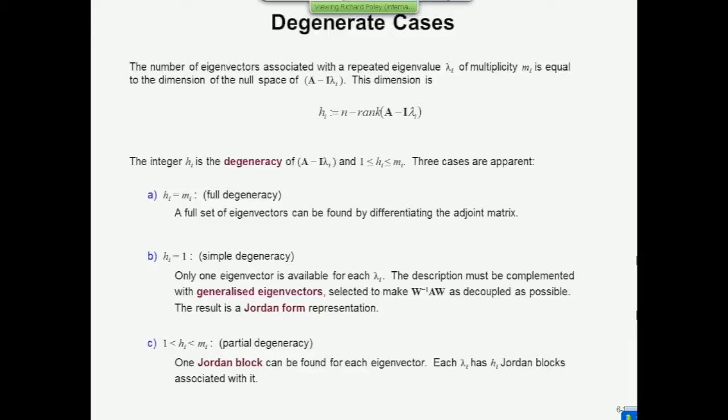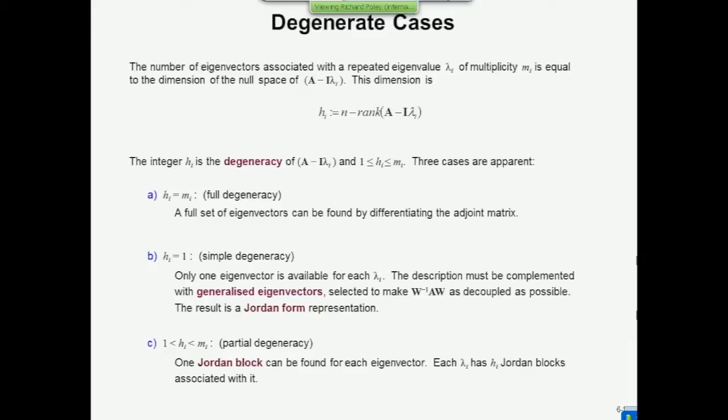And the number that you get depends on the null space dimension of this matrix, A minus lambda i times I. The null space dimension tells you how many eigenvectors you're going to get out for that specific lambda i. So in this case, there's an integer that I'm calling hi, which tells you the number of available eigenvectors for a specific eigenvalue. And the number will be between 1, you'll always get 1, and mi, which is the multiplicity of that particular eigenvalue. If you're lucky, you get a full set, in which case you've got what's called full degeneracy and nothing need worry us.